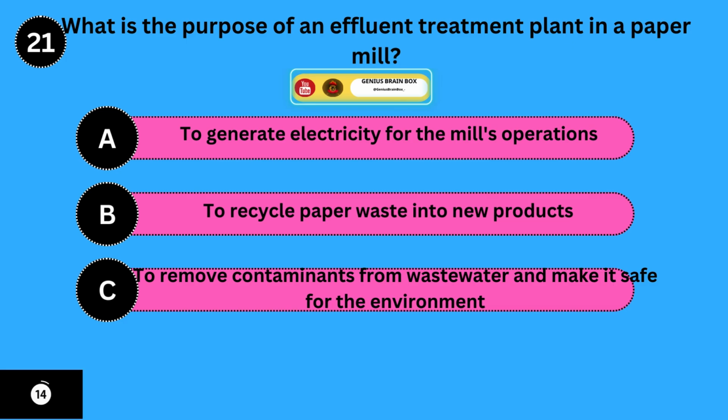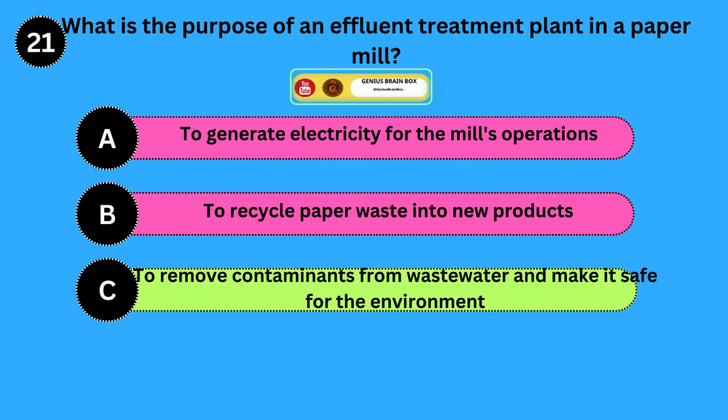Option A. To generate electricity for the mill's operations. Option B. To recycle paper waste into new products. Option C. To remove contaminants from wastewater and make it safe for the environment.